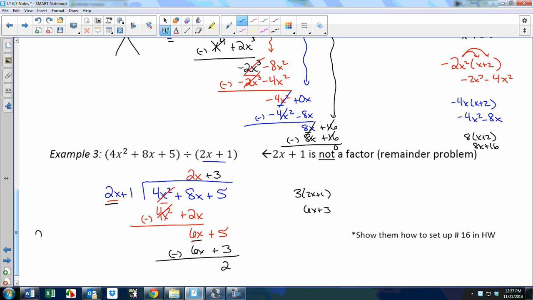Okay, so you could write it one of two ways. Your answer is either 2x plus 3 remainder 2, or 2x plus 3 plus 2 over 2x plus 1, the thing you divided by.